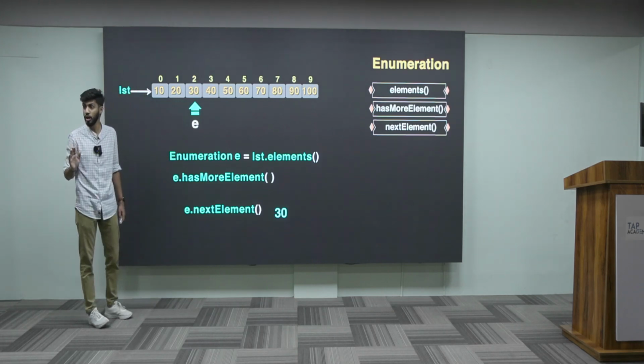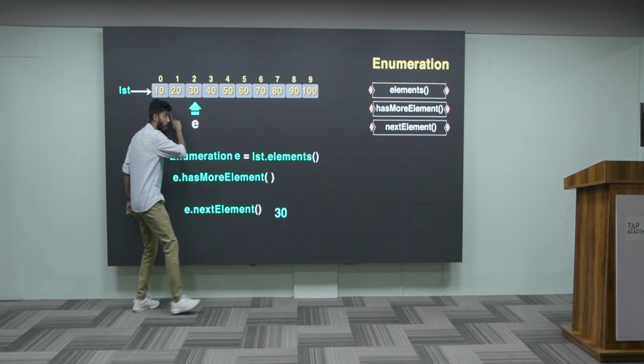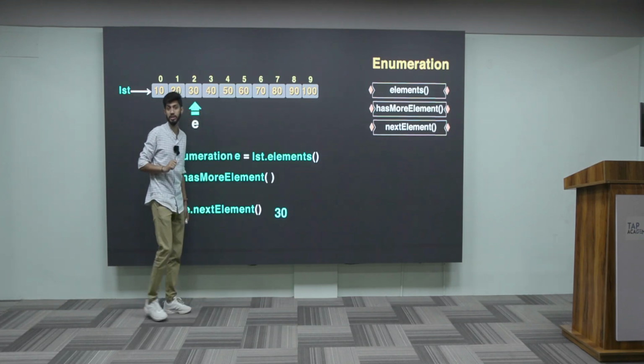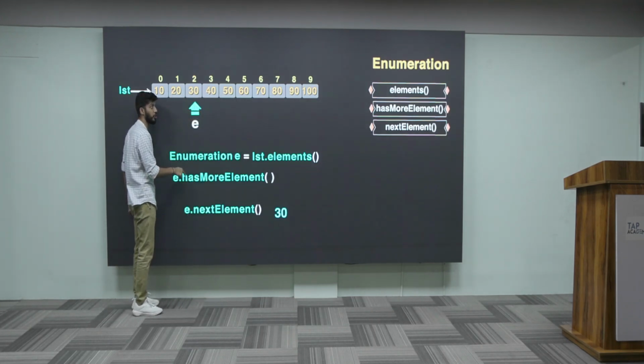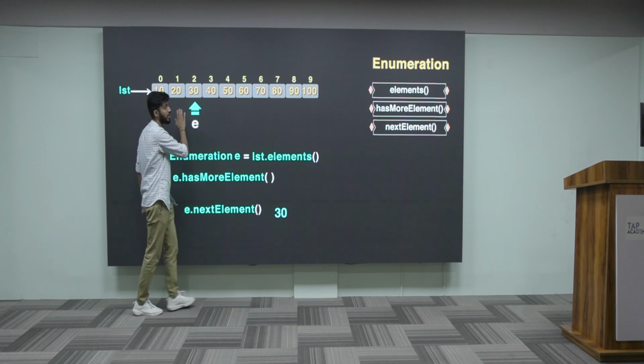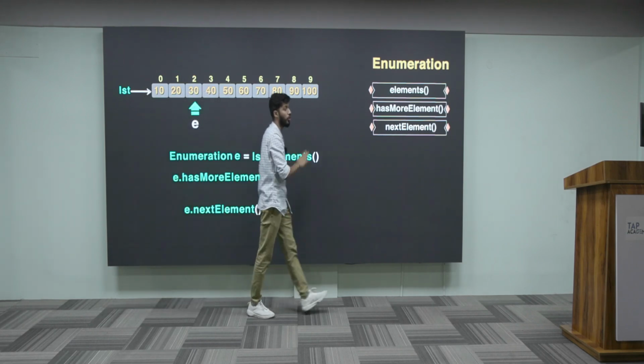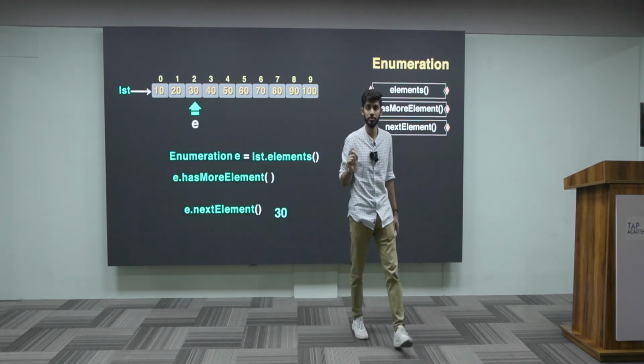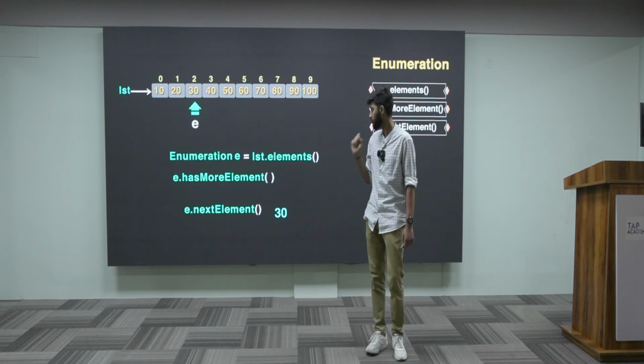Is that clear to you? Like this, can I print all the elements or not? Yes. Again I will check e.hasMoreElements(). Is it there or not? If it is there, I will say e.nextElement(). It will print it. Same way I can continue doing this and it will go all the way till the end. Is that clear to you?